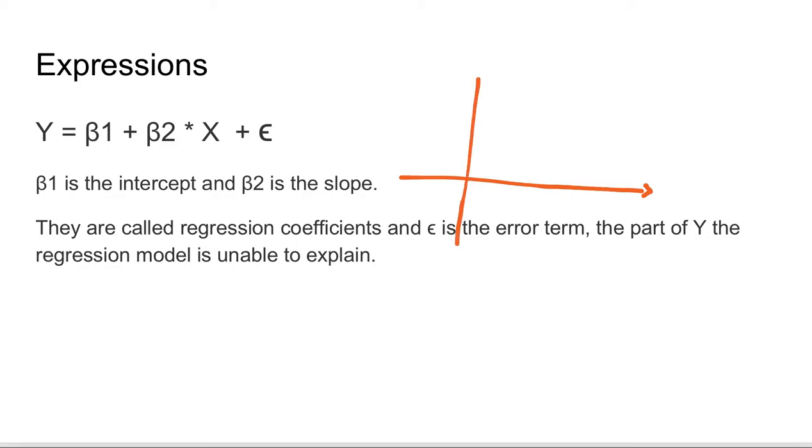I have an xy coordinate system, and the linear expression looks like this. Beta 1 is the intersection between this line and the y-axis. Then the slope of this line is what we call beta 2. And the original data may look like this.